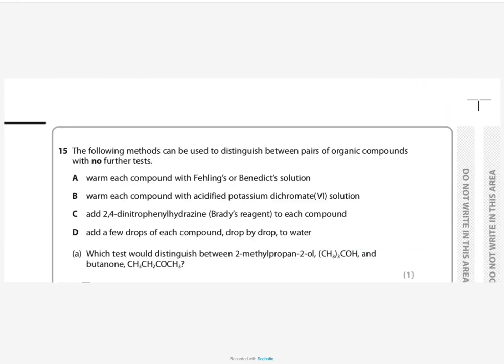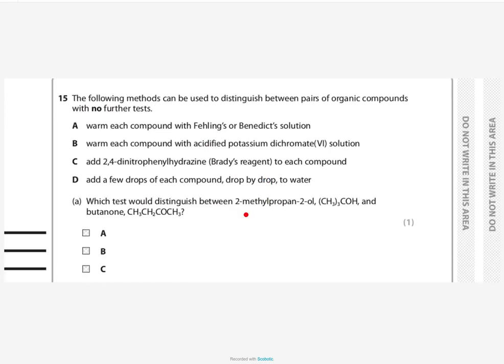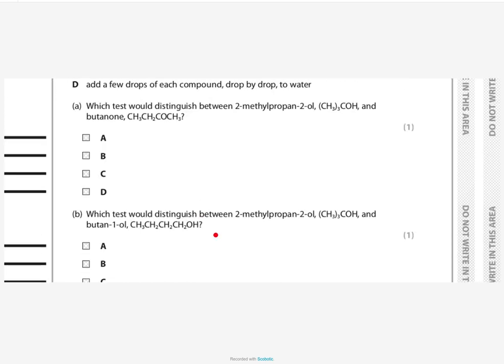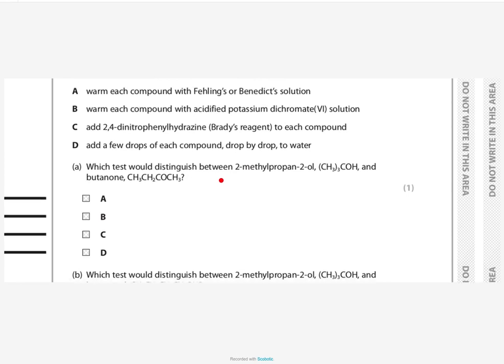Next one. The following methods can be used to distinguish between pairs of organic compounds with no further tests. Warm the compound with Fehling's solution is the aldehyde ketone test. Warm the compound with acidified potassium dichromate, you can oxidize primary and secondary alcohol. 2,4-DNP, Brady's, is to test for carbonyl compounds, again aldehydes and ketones. Add a few drops to each compound. Well, if you remember, this is actually one of the questions repeated. The same question was there, I remember, in 2014, if I'm not mistaken.